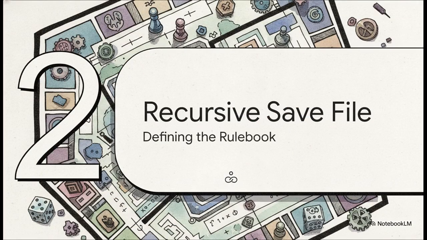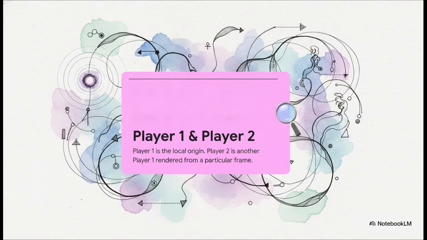Before we get into the heavy math, we need to set up our rulebook so we know how this game is played. Let's define some of the specific vocabulary used in this framework. First up are players. Player 1 is simply the local origin from which you experience the world, because you never experience the world from nowhere. Player 2 is just another person seen from your perspective. And crucially, they aren't just some lesser NPC or side character. From their own frame, they are player 1 too. It's really just about defining the local point of rendering.